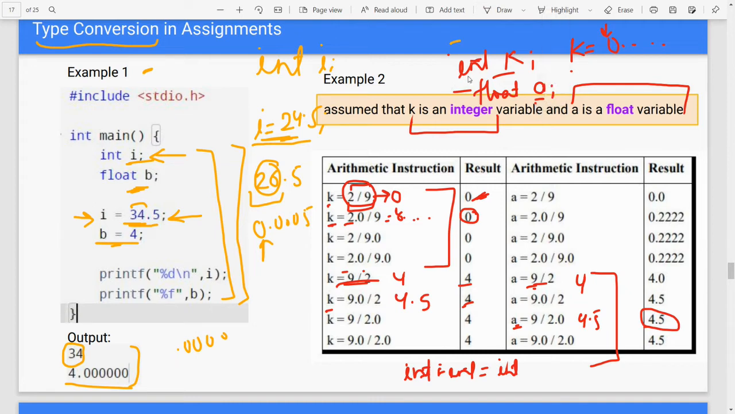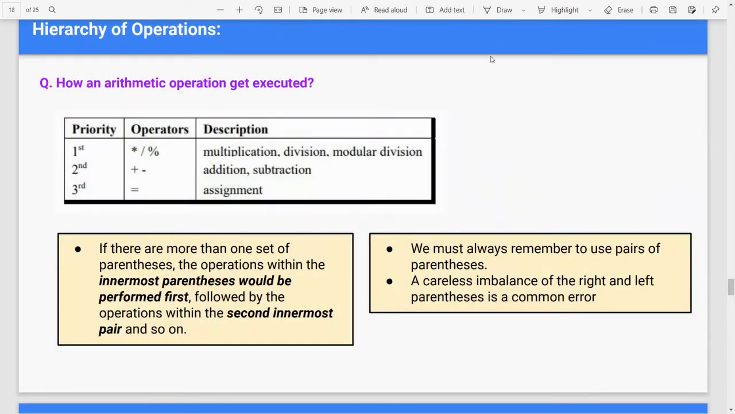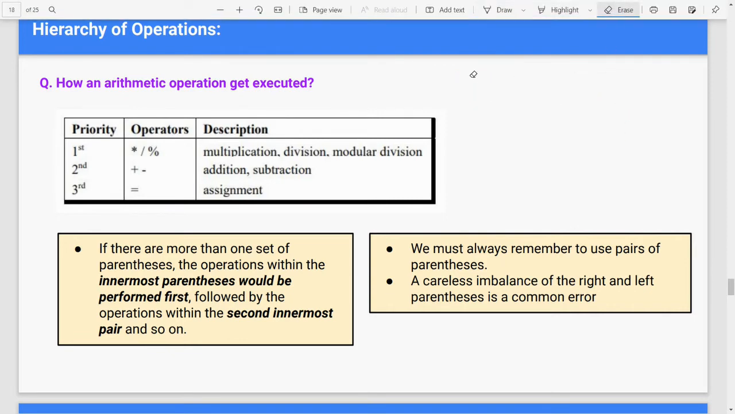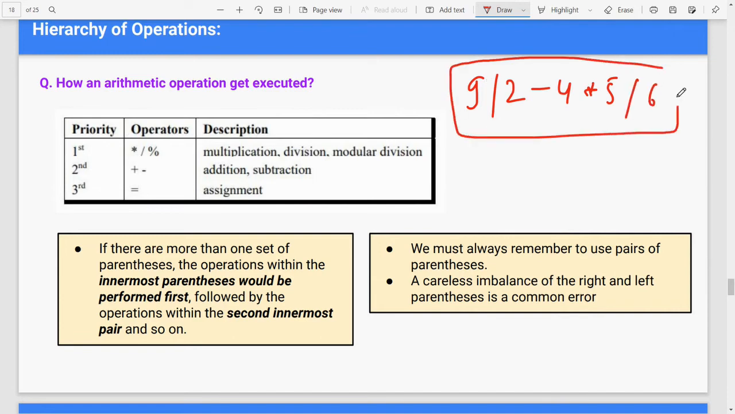Okay, then let's move to another thing. We were discussing a lot of things, like what is 9 divided by 2, what is 9 divided by 2.0, what is 4 divided by 5.5. These types of things are always there. But let's move one step ahead and consider some complex operations. Let's say I want to do 9 divided by 2 minus 4 multiplied by 5 divided by 6. What if I want to do this complex calculation in the C language?